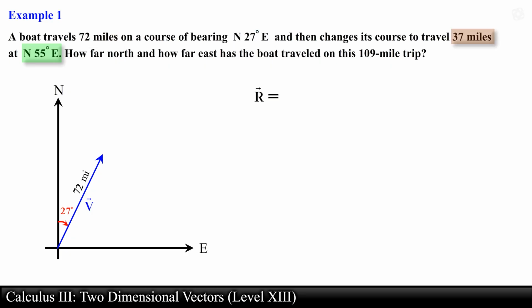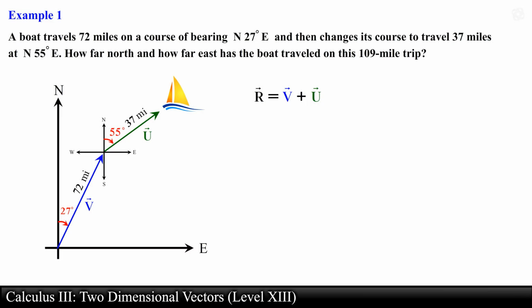Now, for the next trip, we need to draw the cardinal directions on the tip of vector v and use it to draw the next bearing. In this case, we once again start at the direction facing north and move 55 degrees towards the east as follows. Let's label this vector as vector u. Now that we have both vectors, we can go ahead and find the components of each vector, and then add the vectors component-wise in order to find the components of the resulting vector.